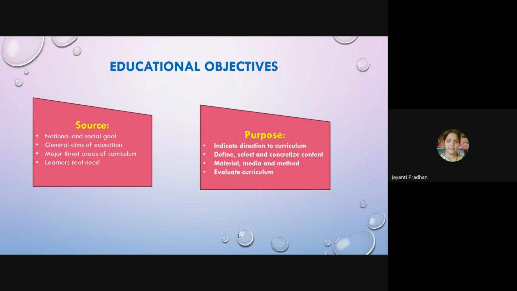Then language, communication skill. Then socio-emotional domain. These are the developmental domains. One is cognitive, that is related to our brain development or thinking process. The second one is our language, that is related to our communication. The third one is physical and motor development, that is the development of our physical aspect. The fourth one is socio-emotional development.